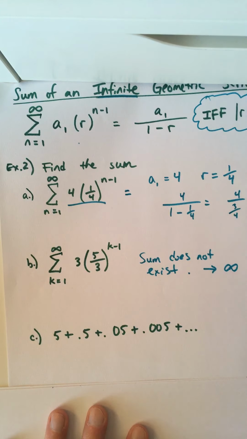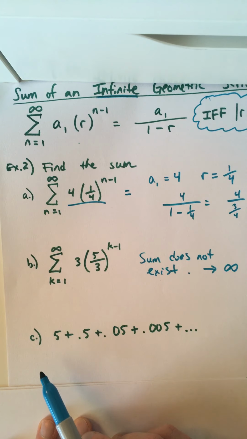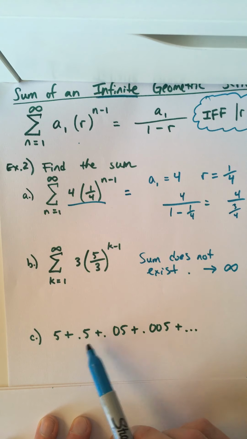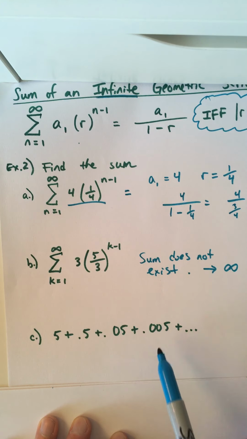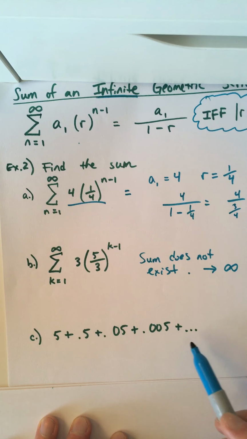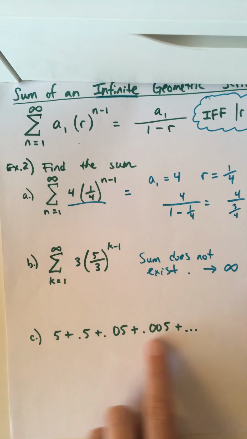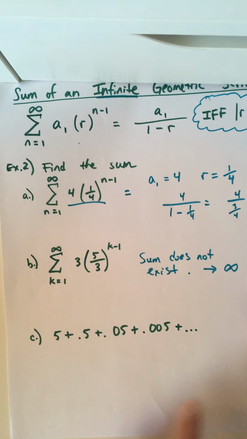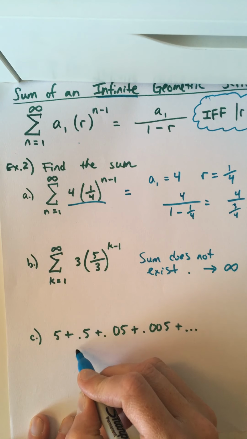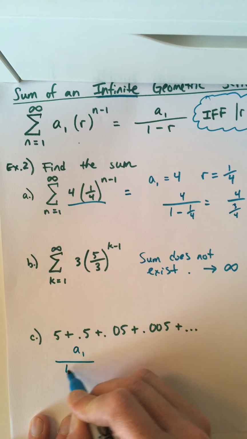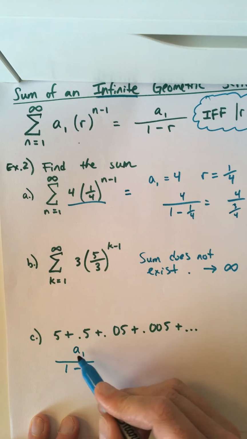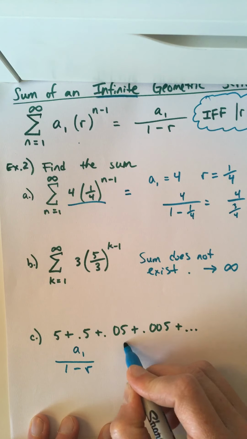And here's our last example. We're asked to find 5 plus 0.5 plus 0.05 plus 0.005 plus ... Those 3 dots imply that we're going to continue this pattern to infinity. So we want to find this sum to infinity. Well, let's think about our formula, a1 over 1 minus r. The first term is 5.